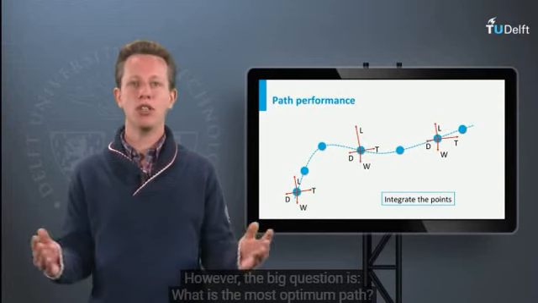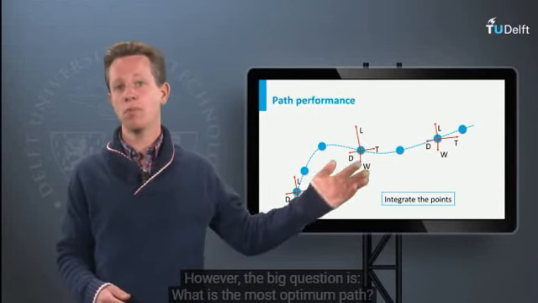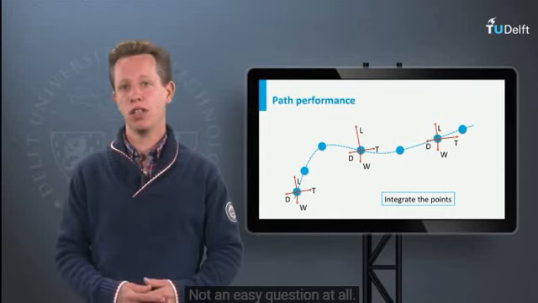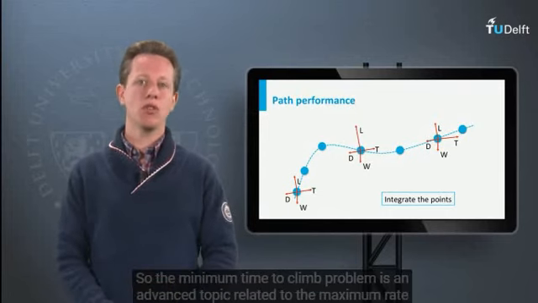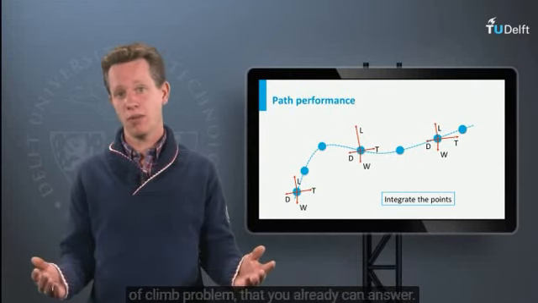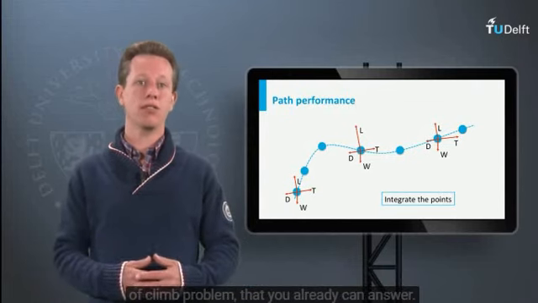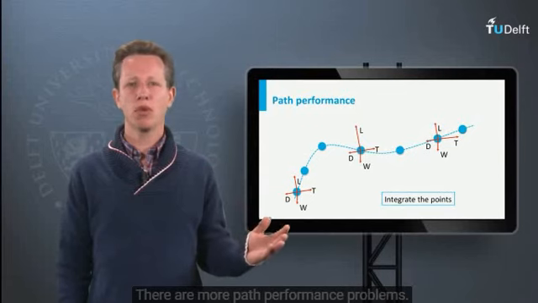However, the big question is, what is the most optimum path? Not an easy question at all. So, the minimum time to climb problem is an advanced topic related to the maximum rate of climb problem that you already can answer. Now, there are more path performance problems.